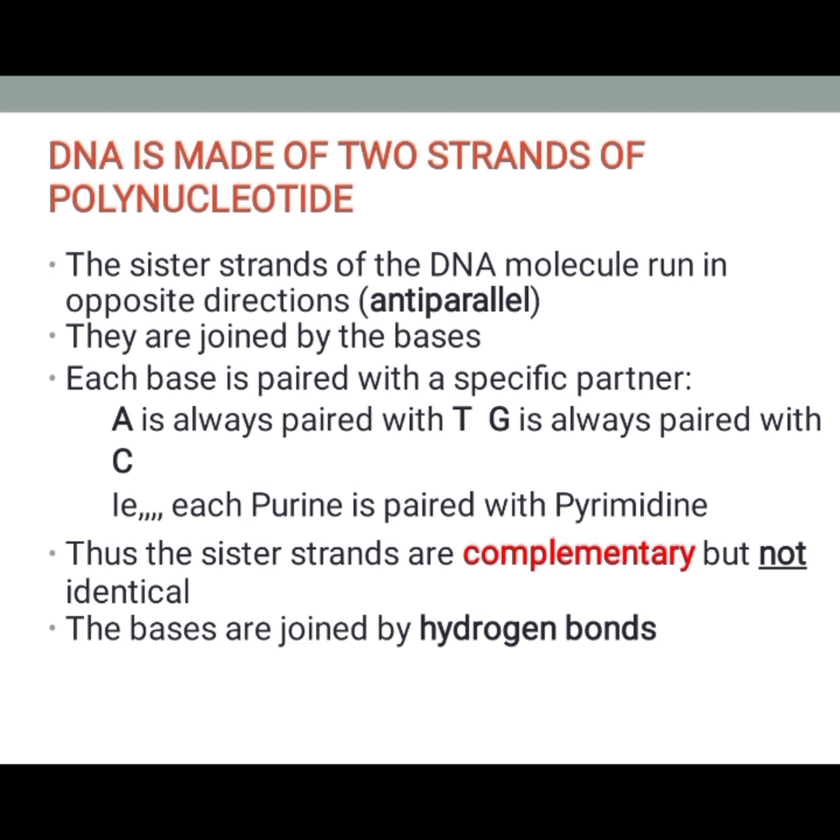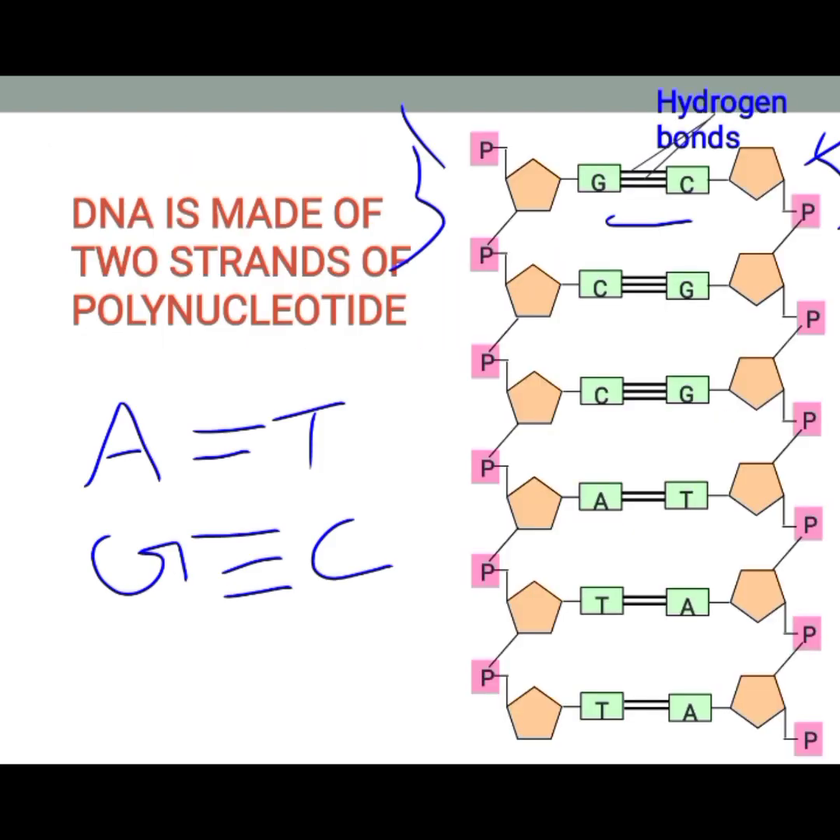So these are all joined by the bases. I already said each base is paired with a specific partner. That is, adenine is always paired with thymine, guanine is always paired with cytosine. That is, each purine is with each pyrimidine. Thus, the sister strands are complementary but not identical. These are joined by hydrogen bonds. These are complementary to each other but they are not identical.